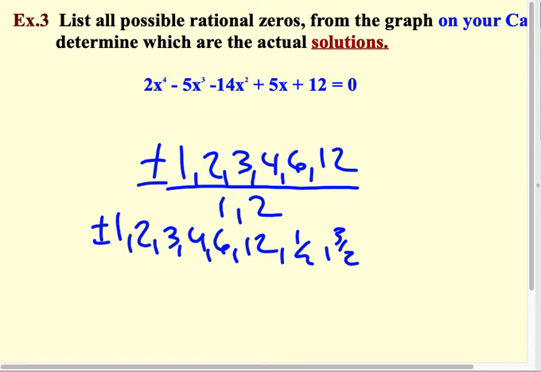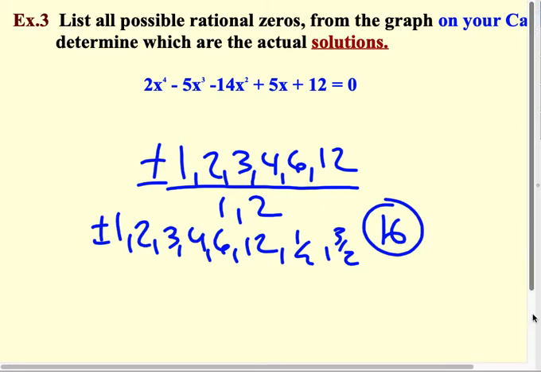So if you just try to get them all figured out, 1 over 1, 2 over 2, 3 over 2, 4 over 2, 6 over 2, and so on, right? But if you look at the list, 16 possibilities. We don't want to have to synthetic test 16 possibilities, because that's a crazy amount of testing, and who knows how long it would take.